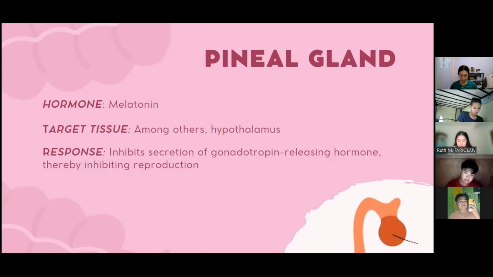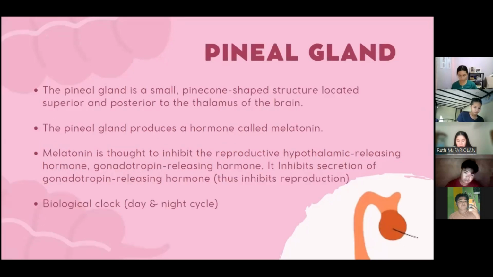Melatonin is thought to inhibit the secretion of hypothalamic releasing hormone. It inhibits secretion of gonadotropin releasing hormone, thus inhibits reproduction, biological clock, day and night cycle.